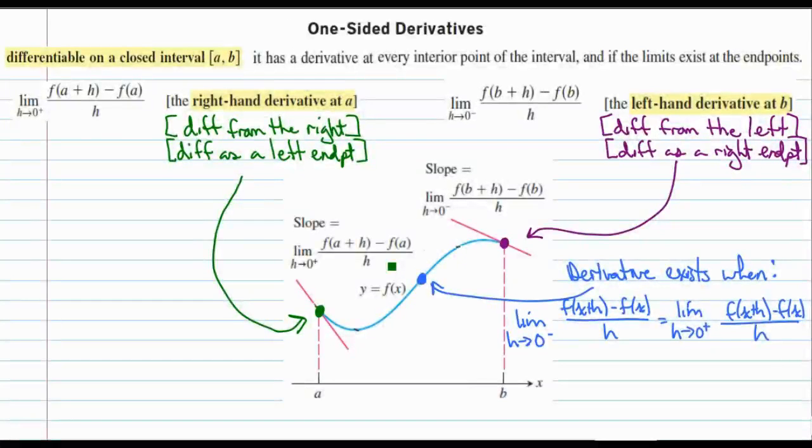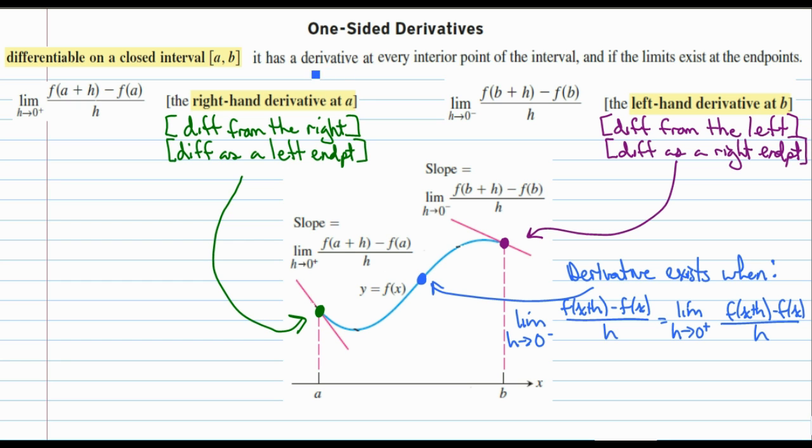This is the screencast for section 3.1, example 6. When a function is differentiable on a closed interval, so from an x value a to another x value b, it has a derivative at every interior point.